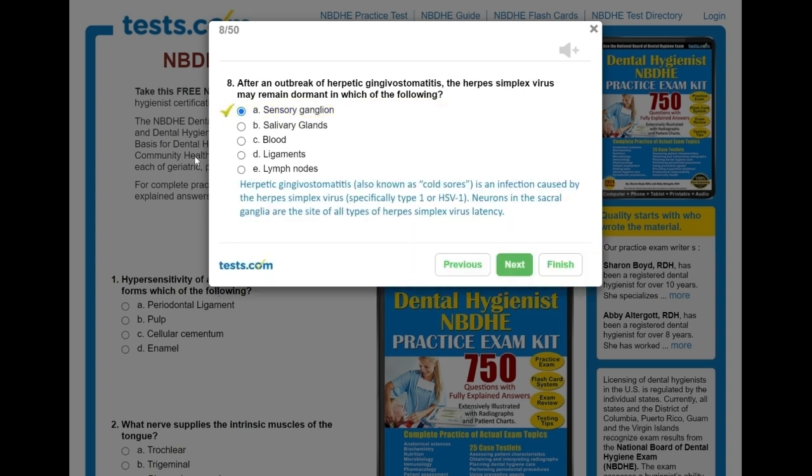A. Sensory ganglion. Herpetic gingivostomatitis, also known as cold sores, is an infection caused by the herpes simplex virus, specifically type 1 or HSV1. Neurons in the sacral ganglia are the site of all types of herpes simplex virus latency.